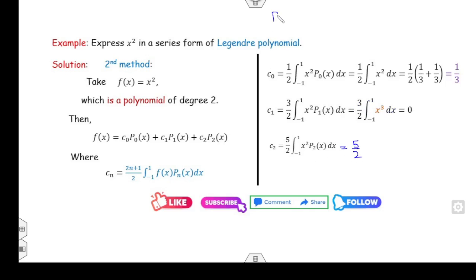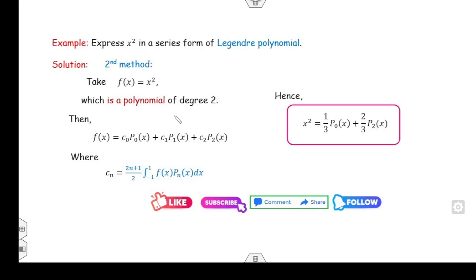What is P2? P2 is always 1 over 2 (3x square minus 1). So that will be 3 by 4, integral from minus 1 to 1 of x square into (3x square minus 1). And if you integrate them, you will get 2 by 3 is the right answer. I can substitute all the values in the given expansion.